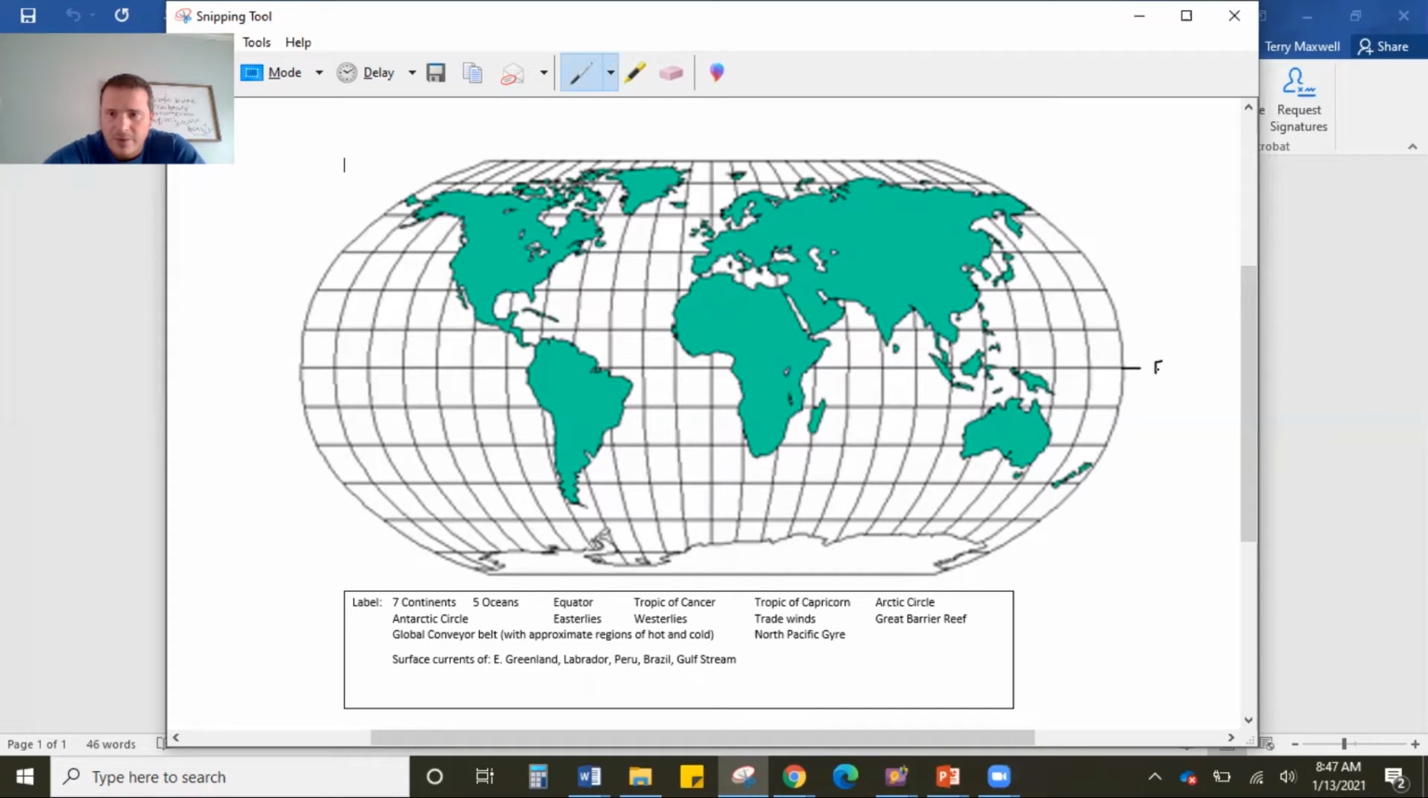And I apologize, it's going to be really messy because I'm trying to control this mouse here. So right there's the equator. So the wind belts go from 0 to 30 and 30 to 60 and 60 to 90. So what you want to do is make sure you know what each one of these latitude lines is worth.